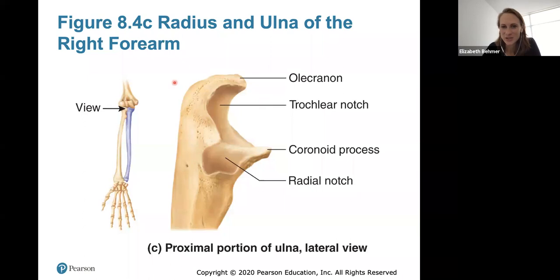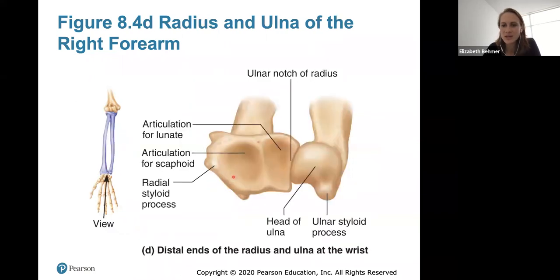Here's a great zoomed in look. Here's the olecranon. The trochlear notch is the inner smooth curved part, and the coronoid process. There's a little radial notch on the ulna where the head of the radius will sit. And here's a look at the distal ends of the radius and ulna, almost an inferior view. So we have the radial styloid process, the ulnar styloid process, and the head of the ulna.